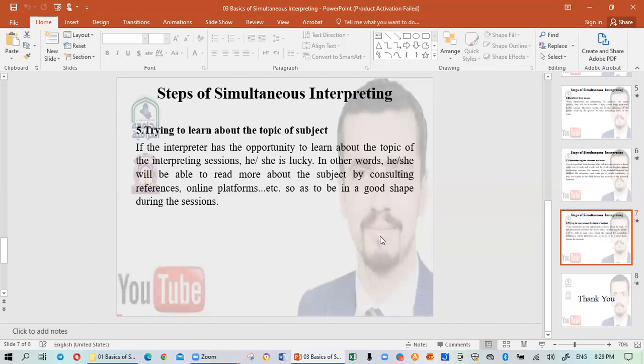Instructions. You'll be provided with a brief, or interpreting brief.